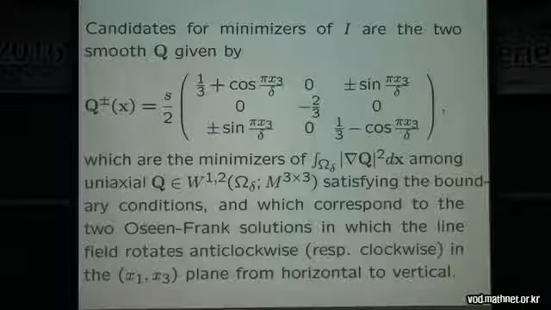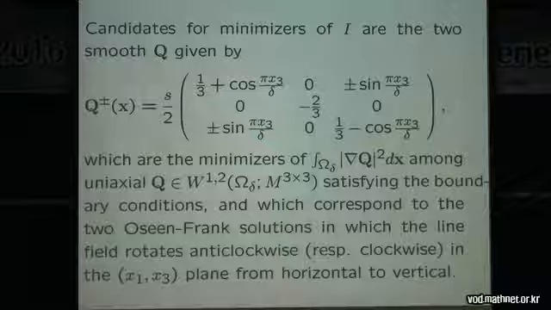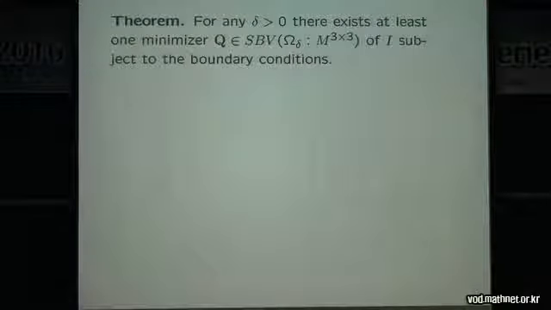Okay, so there are two candidates for minimizers, which are the ones corresponding to the Oseen-Frank theory. One of them is horizontal on the bottom, and as you go up it twists to become vertical, and on the other one it twists the other way. So you get two of these, and that's what they are expressed in terms of Q. It doesn't matter what the formulae are. So what you could prove is that the problem has exactly one minimizer.